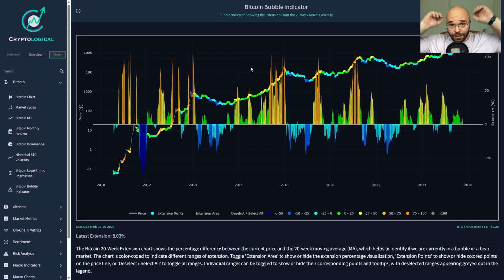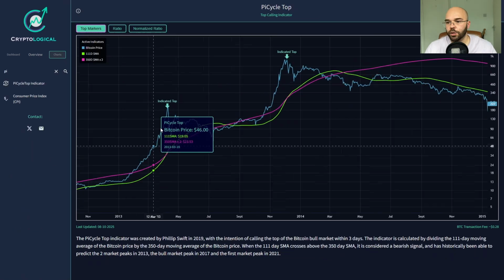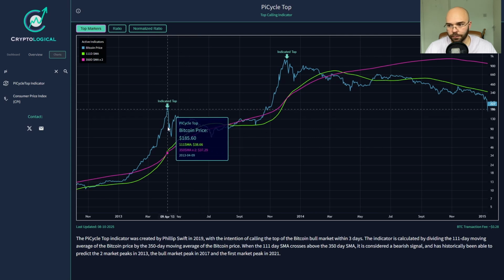So that being the case, what does generally happen around October, where we are now, in the post-halving year of Bitcoin's 4-year cycle? Well, if we head on back to the pi cycle top and zoom in, where are these peaks occurring? This peak is occurring in April.